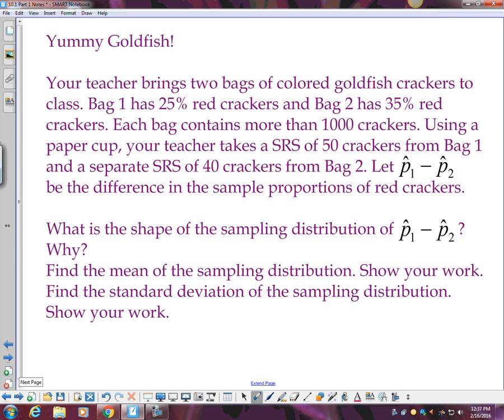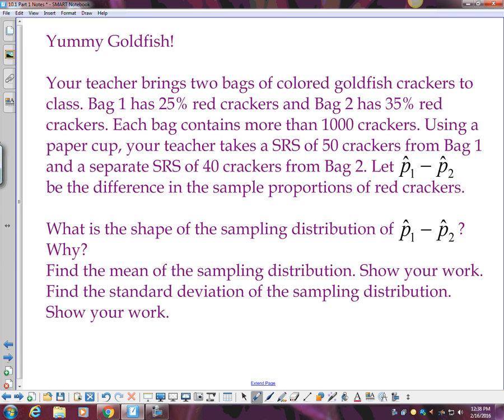Okay, so let's actually see if we can do some stuff. So Yummy Goldfish: your teacher brings 2 bags of colored goldfish crackers to class. Bag number 1 has 25% red crackers, and bag number 2 has 35% red crackers. Okay, now stop for just a second. That's a proportion. That's not a mean. But is that a sample proportion or is that a parameter proportion? Well, it's 25% of the entire bag number 1. So this is a parameter. This is P with no hat.